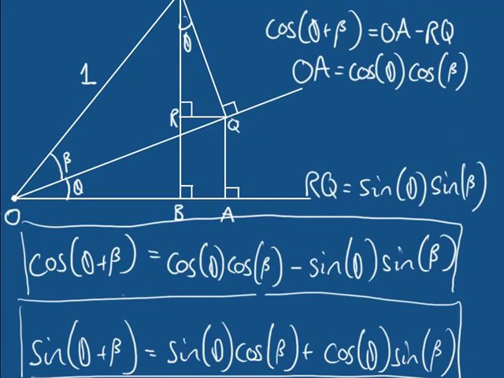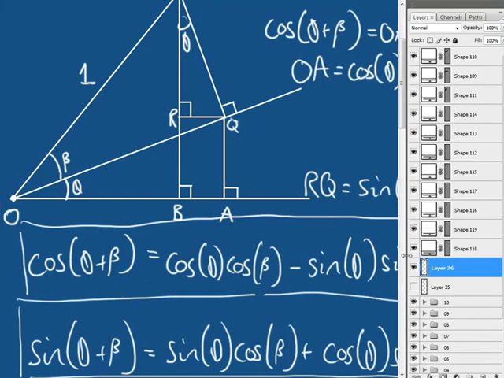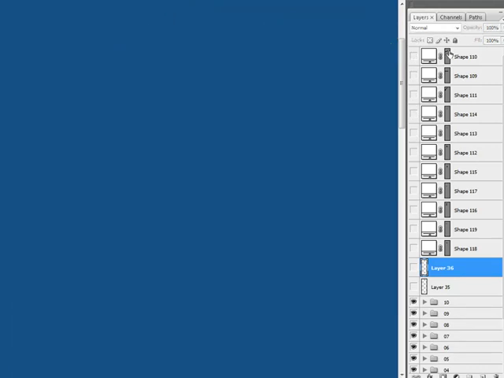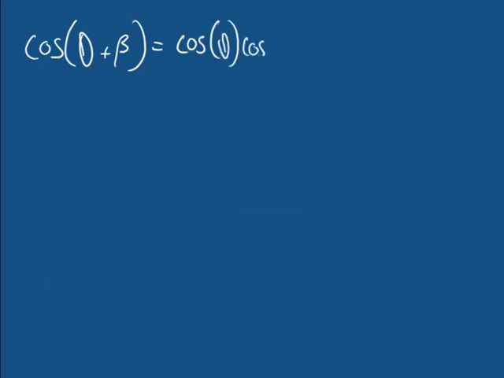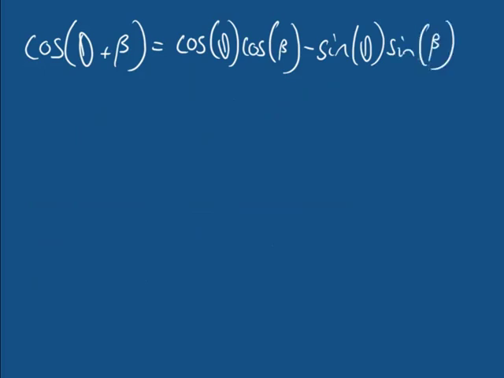Now the final identity for this video is going to be the cosine of theta minus beta. For this I am going to bring up a new whiteboard because I think we've pretty much pushed the limits of everything we can squeeze onto that board. I'm going to start out by rewriting our third identity. So the cosine of theta plus beta is equal to the cosine of theta times the cosine of beta minus the sine of theta times the sine of beta. Fantastic. So the fourth and final identity that I'd like to show in this video is the cosine of theta minus beta.